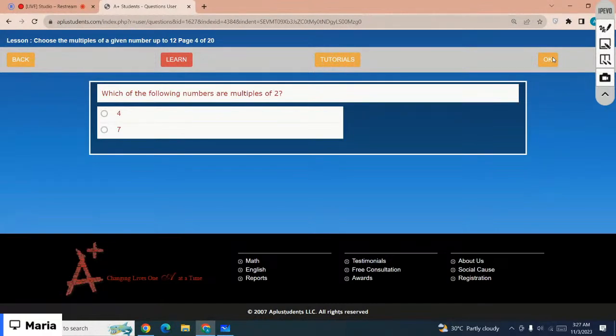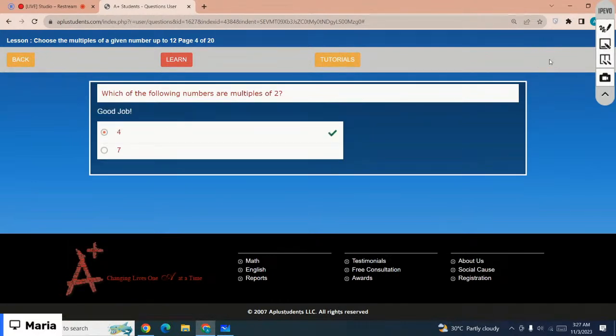Which of the following numbers are multiples of 2, 4 or 7? Which is the correct option? The correct option is 4. 2 times 2 is 4. 4 is a multiple of 2. 2 times no number is 7. Got it?